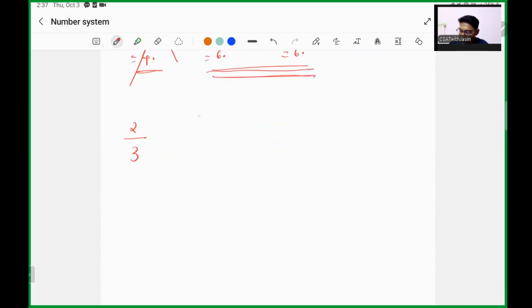2 by 3, 3 by 4, 4 by 5, 5 by 6, and 6 by 7. So try to identify which is the greatest fraction among all these fractions.